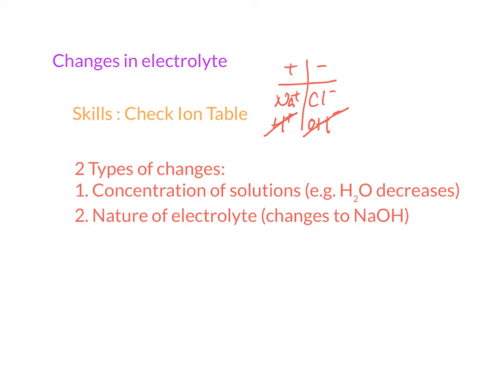So mainly the changes in the electrolyte will have two types. The first one, like what we have mentioned, is related to the concentration of the solution. In some cases, the water will decrease, that means the water has been consumed, so therefore the concentration will get higher. The other type will be the nature of the electrolyte. So for example, this one is sodium chloride. In some cases, they will have just sodium and hydroxide left behind, so therefore it will become sodium hydroxide instead of sodium chloride.